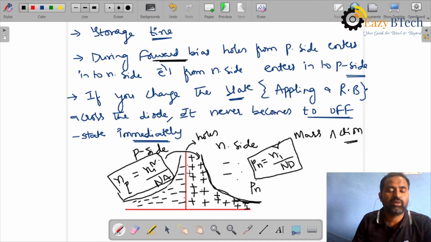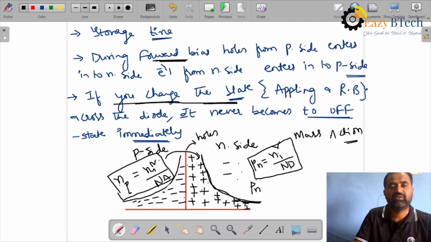Now if you change the state by suddenly applying a reverse bias across the diode, all these charges must become zero. It means that when you apply a reverse bias, whatever minority carriers are present in the N side and in the P side have to cross and move back to their original positions. It means the injected charge carriers become zero.